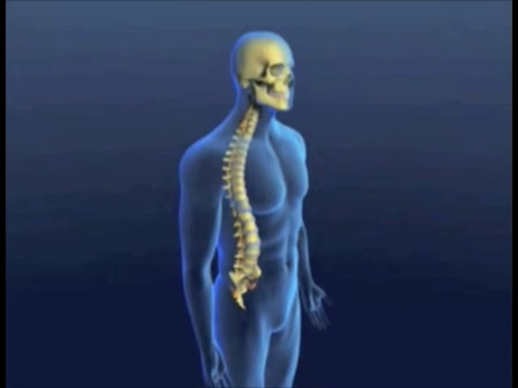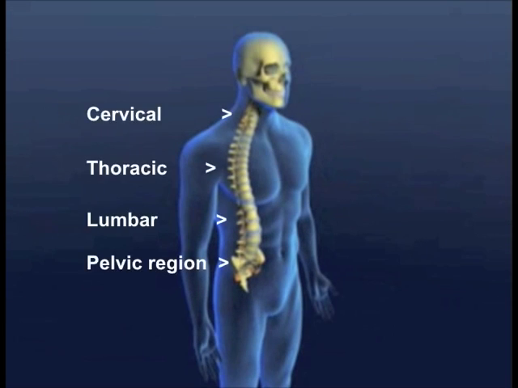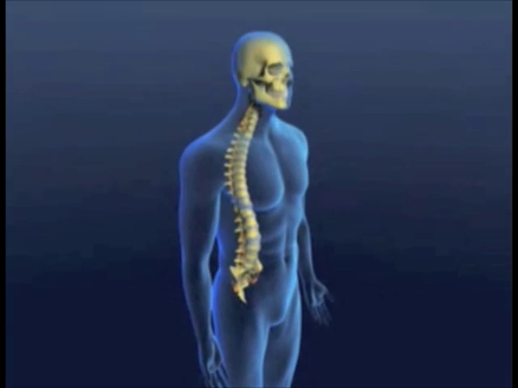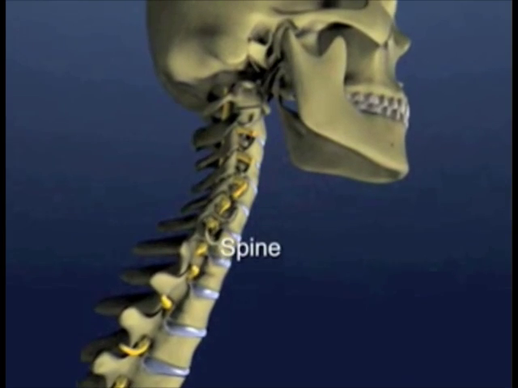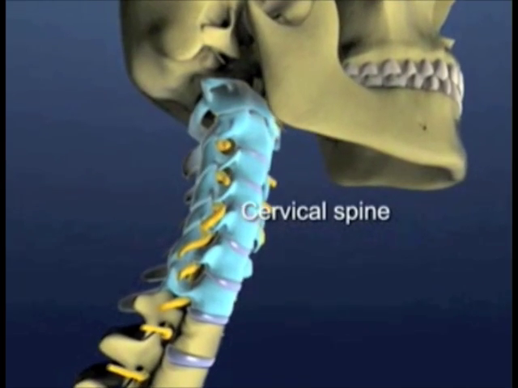We will begin with the cervical spine and intervertebral disc anatomy. You are viewing a human male's spinal column: the cervical, thoracic, lumbar, and the pelvic region. We will now focus our attention on the 7 cervical vertebrae.